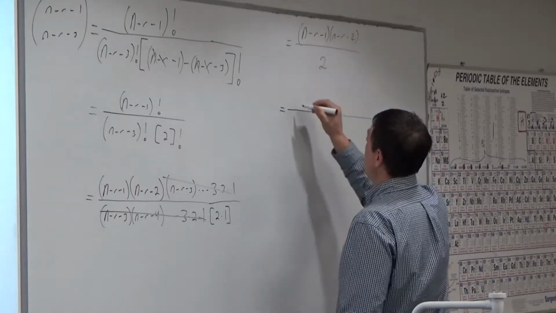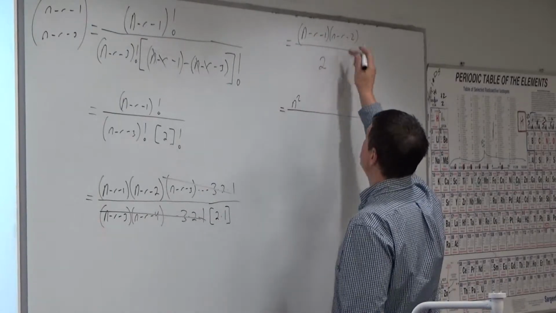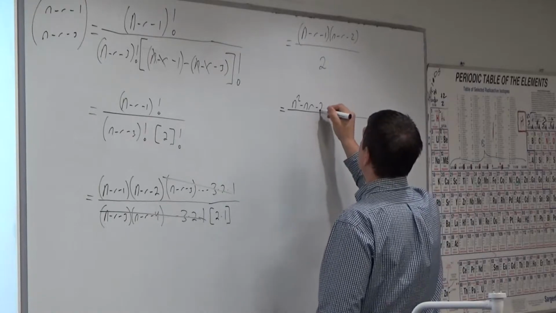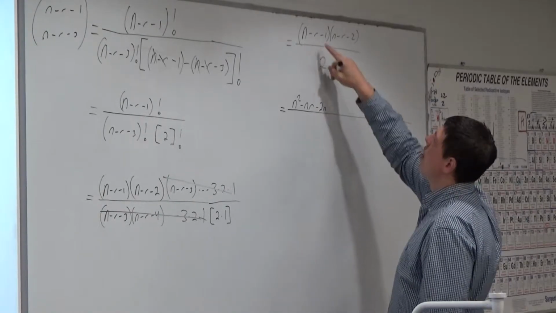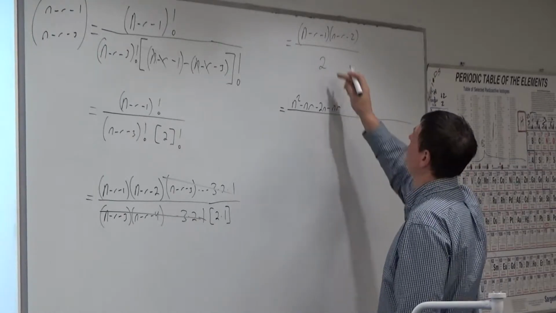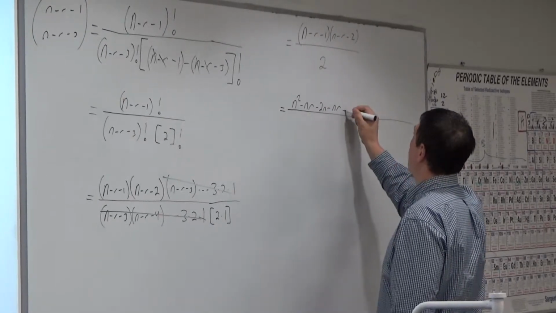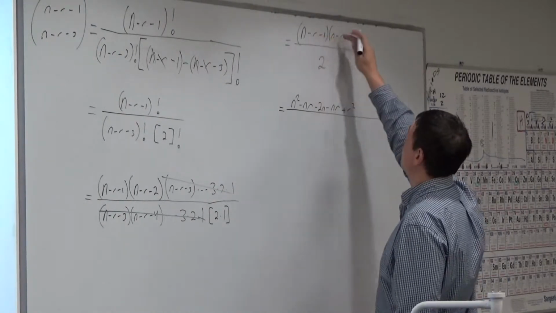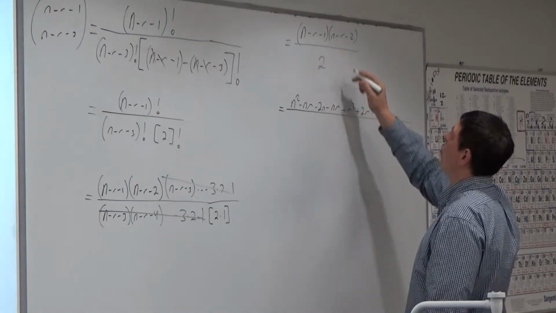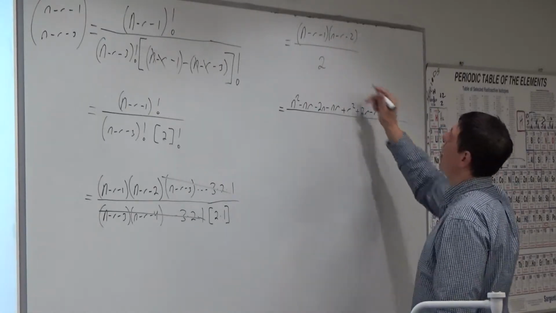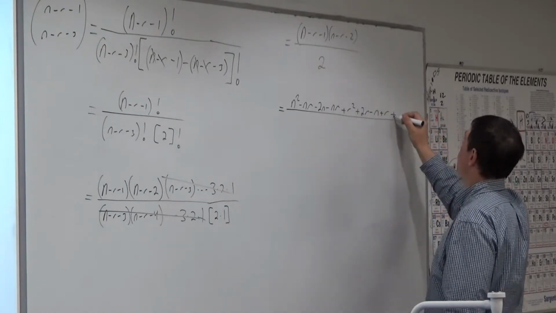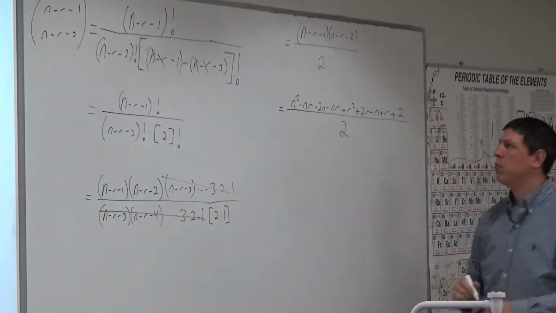So n times n, n squared, n times negative r, negative nr, n times negative 2, negative 2n. Now I'm going to multiply by negative r times n, negative nr. Negative r times negative r is positive r squared, negative r times negative 2, positive 2r. Negative 1 now, negative 1 times n, negative n, negative 1 times negative r, positive r, negative 1 times negative 2, positive 2, all divided by 2.